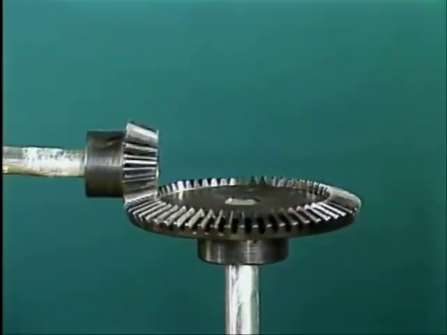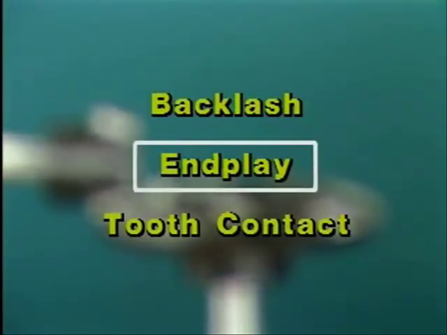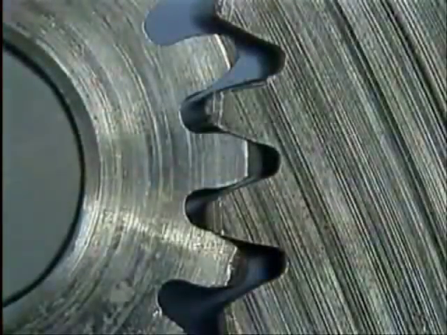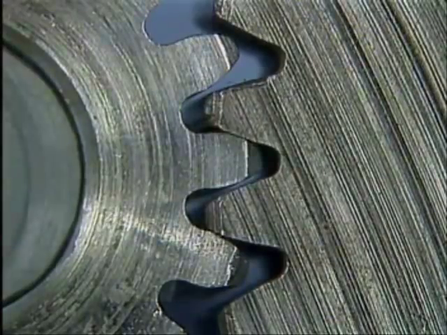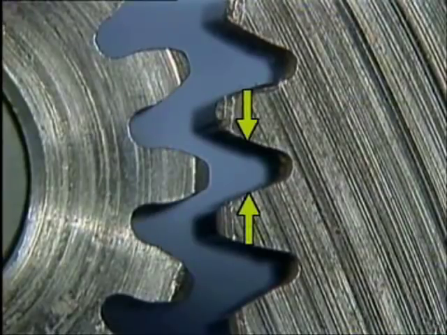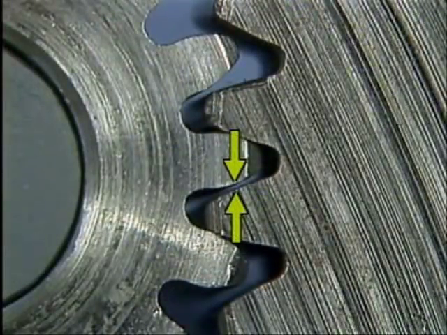Now we're going to discuss some terms that are commonly used when working with gears. These terms include backlash, end play, and tooth contact. Let's begin with backlash. In order to explain backlash, we'll use this set of spur gears. Basically, backlash is the difference in size between the teeth on the gears and the spaces they fit into as the gears mesh. When the gears are at the tightest part of their mesh, a space usually remains between the teeth on the gears. The distance across this space is referred to as backlash.